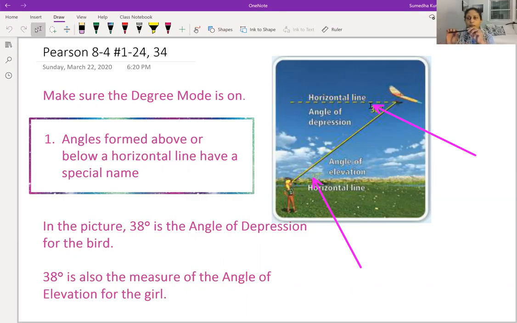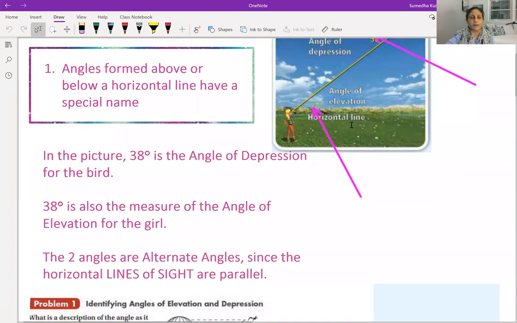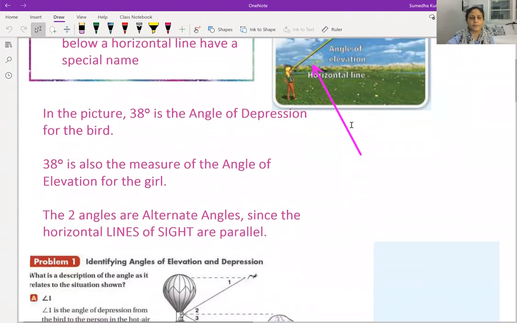Now in order for the girl to look at the bird, the girl has to look up. So here is the angle of elevation. And it turns out that in this case, the angle of depression for the bird is the same as the angle of elevation for the girl because the two horizontal lines are parallel and they are alternate angles.